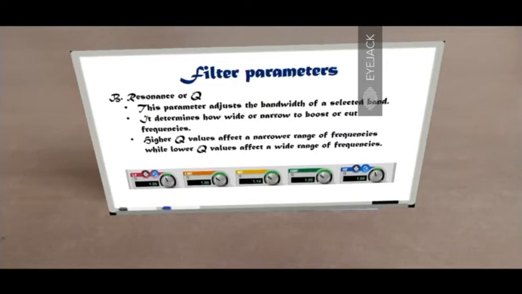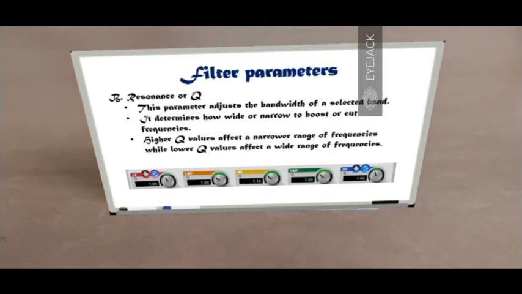Alright, the second parameter is about resonance or Q factor. In the first parameter, we chose the center frequencies for each of these frequency bands. In this parameter, we're going to adjust the bandwidth of those selected frequency bands. So basically, it determines how wide or how narrow the boost or cut frequencies have to be. So the greater the Q value, the narrower is the range of frequencies to be accepted or rejected. And the lower the Q value, the wider the range of frequencies accepted or rejected.